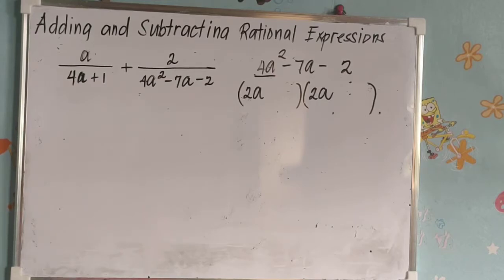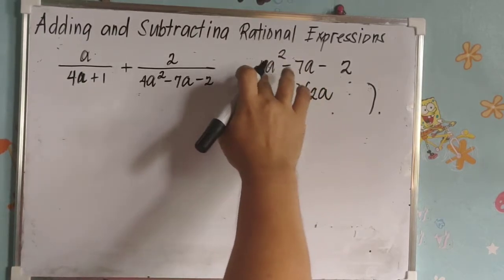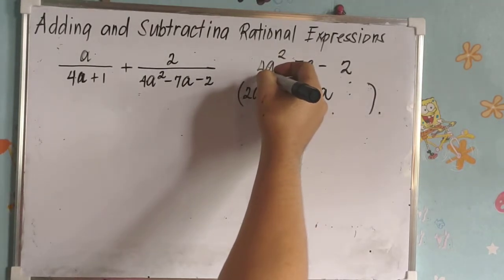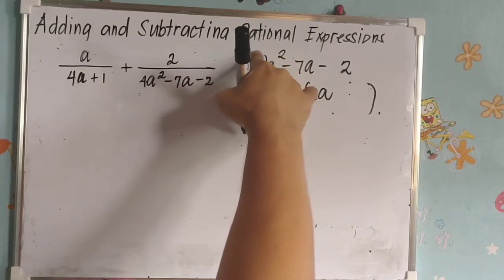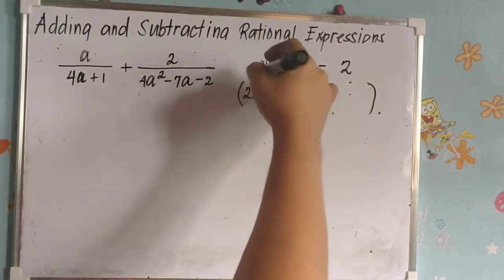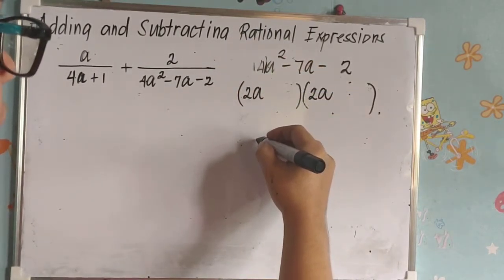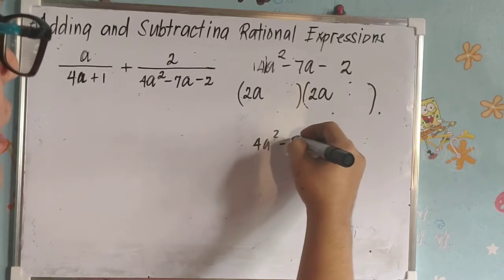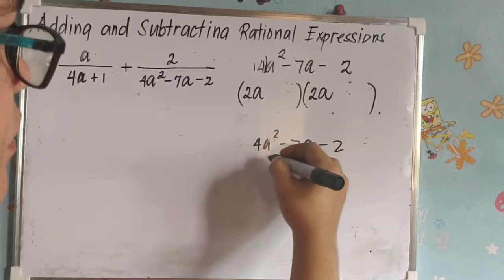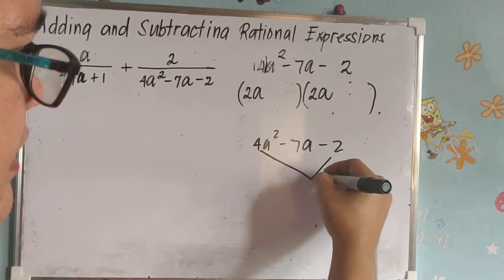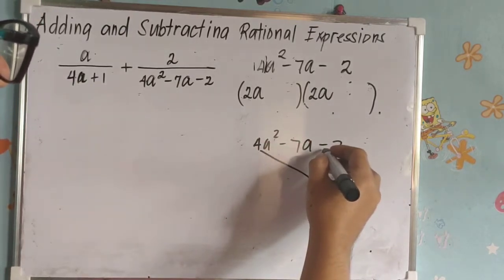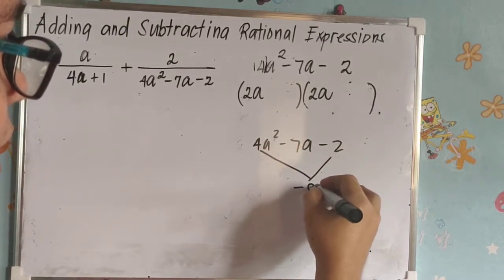So what we are going to do here is multiply. If we have a numerical coefficient here greater than 1, we are going to multiply 4a squared minus 7a minus 2. Multiply this. So 4 times negative 2 is negative 8.